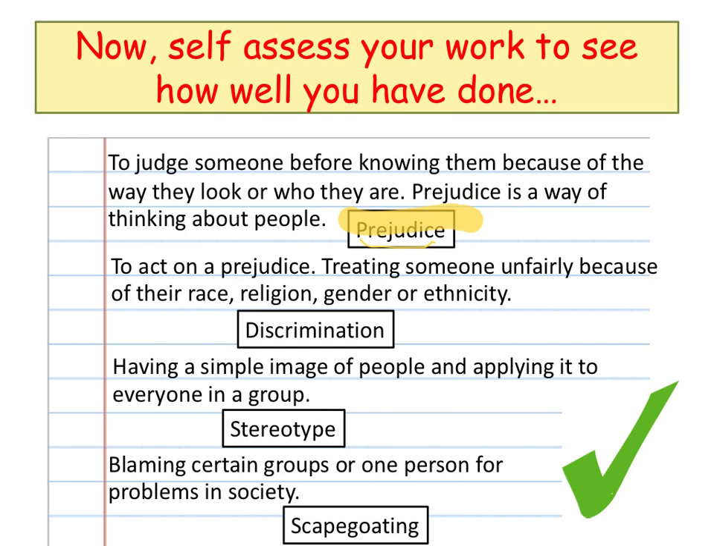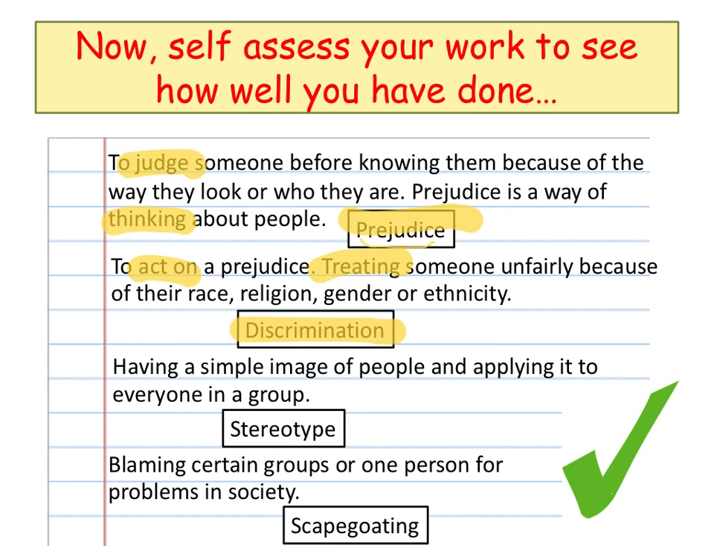Next one, to act on a prejudice, treating someone unfairly because of their race, religion, gender or ethnicity. This is discrimination. Now we should have already written down in our previous notes that the difference is that prejudice is just judgment, whereas discrimination is action. So we might show prejudice to someone in our thoughts, whereas discrimination is actually treating someone differently because of what we believe.